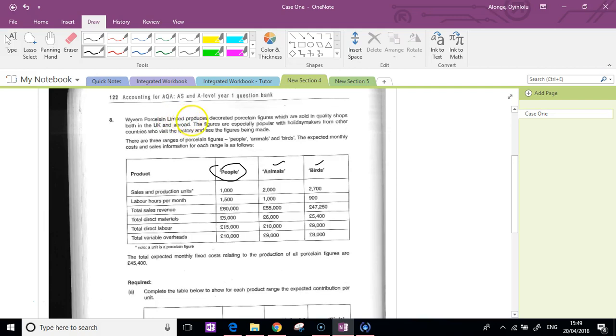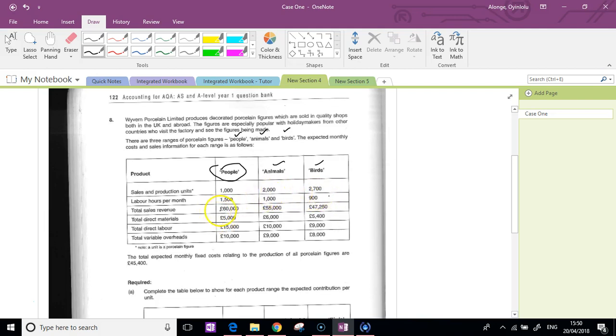Wiven Porcelain Limited produces decorated porcelain figures, which are sold in quality shops, both in the UK and abroad. The figures are especially popular with holidaymakers who visit the country, and they make 3 ranges: people, animals, and birds. And this is the information we have. They make 1,000 people units, 2,000 animal units, and 2,700 bird units. And this is the amount of labor that is used per month that you can see right here.